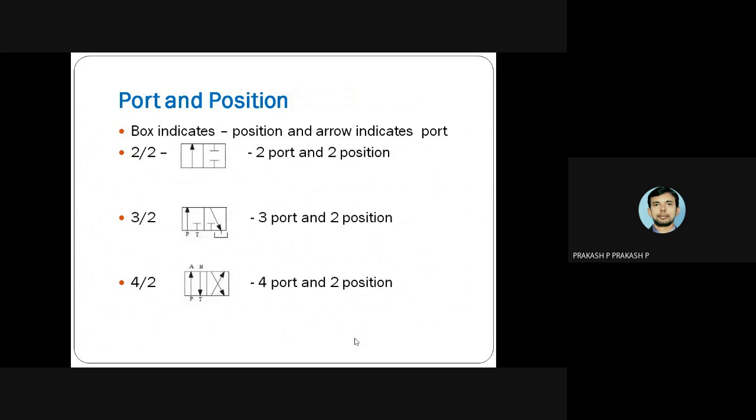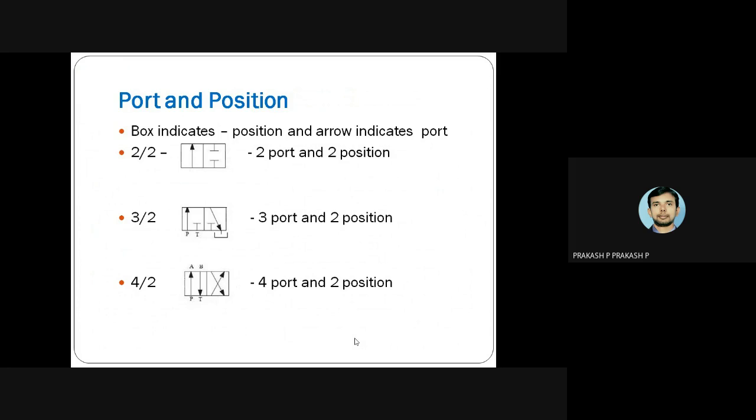You have to see the 2 by 2. There are two rectangular boxes. Inside, there is one inlet port and one outlet port. So each position has one inlet and one outlet. So how does it represent 2 by 2? The numerator represents the port and the denominator represents the position. So in the 2 by 2, there are two ports and two positions.